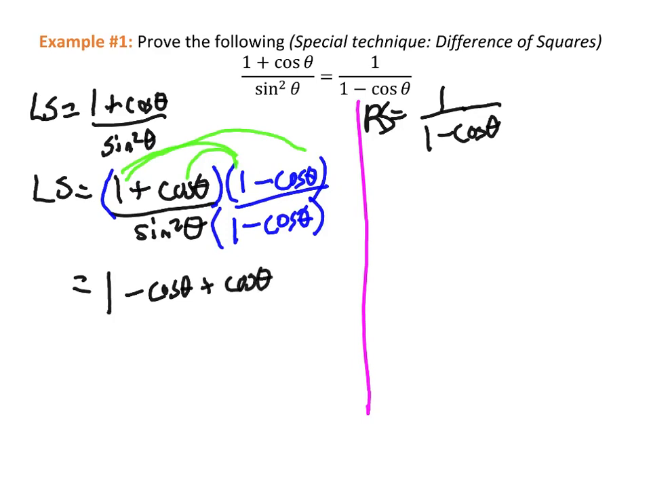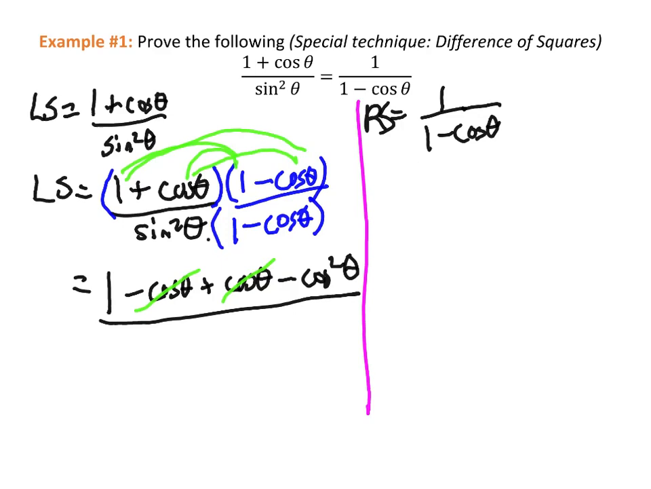And finally, I'll do the last: cos theta times negative cos theta. Well, that would make negative cos squared theta, right? Cos times cos is cos squared. And what you'll notice is with the difference of squares, those middle terms always cancel out. So negative cos theta plus cos theta, those guys are gone. And you're left with just 1 minus cos squared theta on top.